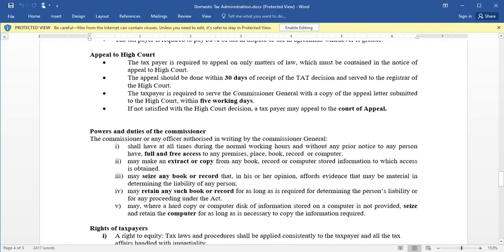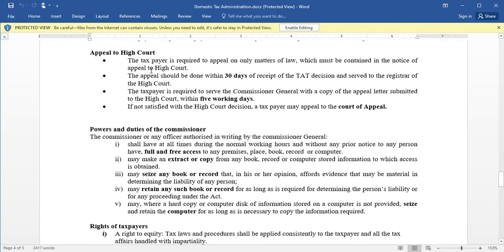Then let's look at the appeal to the High Court. The taxpayer is required to appeal only on matters of law which must be contained in the notice of appeal to the High Court. The appeal should be done within 30 days after receipt of the Tax Appeals Tribunal decision, and served to the Registrar of the High Court. After receiving the decision from TAT, the Tax Appeals Tribunal, and you're not satisfied, within 30 days you're supposed to appeal to the High Court. And the taxpayer is required to serve the Commissioner General with a copy of the appeal letter submitted to the High Court within 5 working days. If not satisfied with the High Court decision, a taxpayer may appeal to the Court of Appeal.